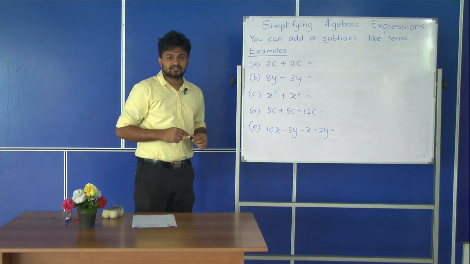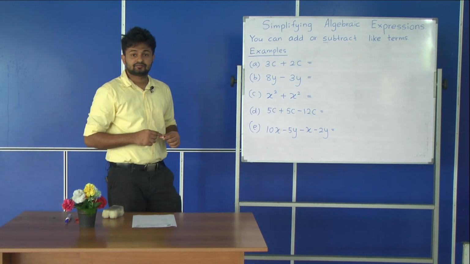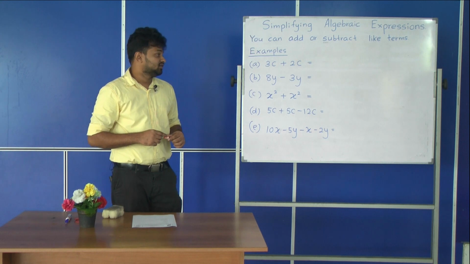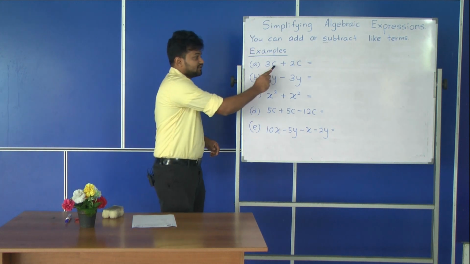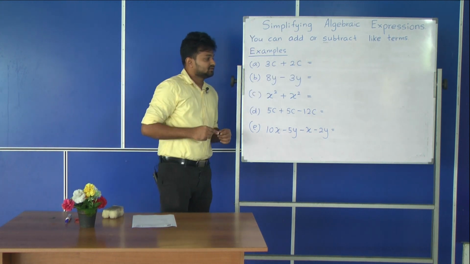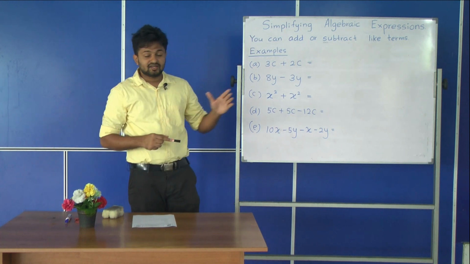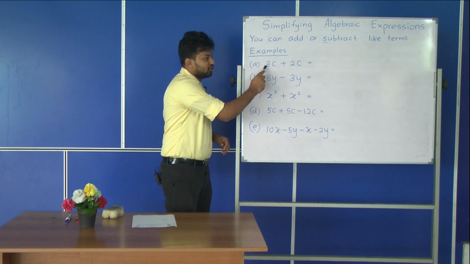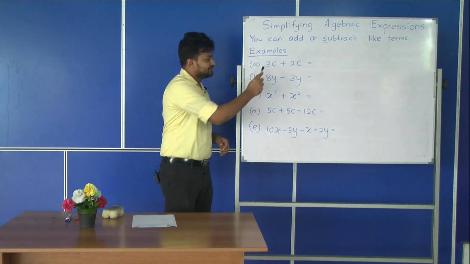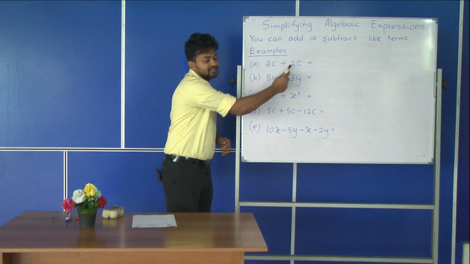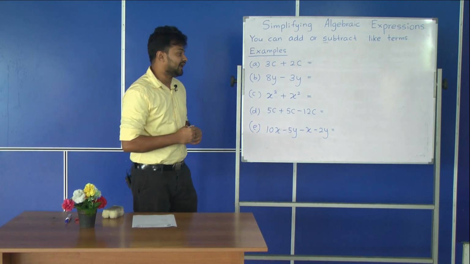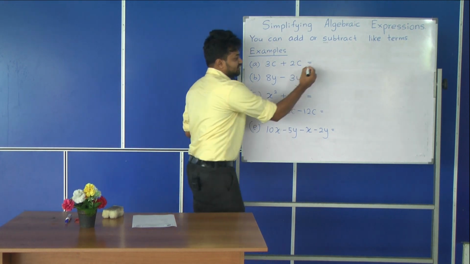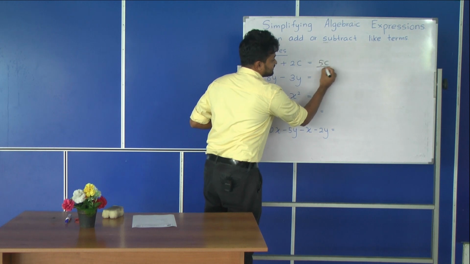3c plus 2c. Can you add them? Are they like terms? Of course, yes. You have the same letter c here. So I told you before, if you have a different letter, they don't become like terms. You have a number also here, no need to worry. 3c plus 2c, 3 plus 2 becomes 5. So the answer will be 5c.